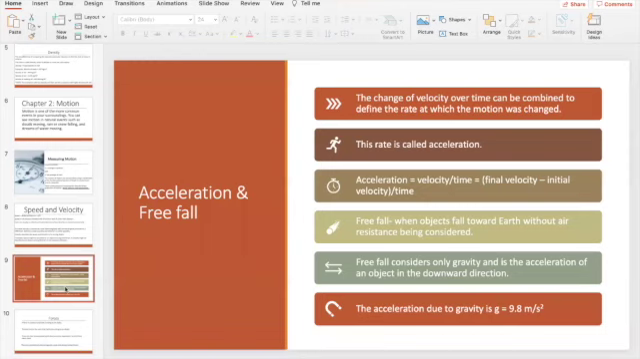Acceleration and free fall. The change of velocity over time is what we call acceleration. Free fall is the downward motion of objects towards the Earth's surface. We also call free fall gravity, and gravity is a form of acceleration in the downward direction towards the Earth's surface at 9.8 meters per second squared.